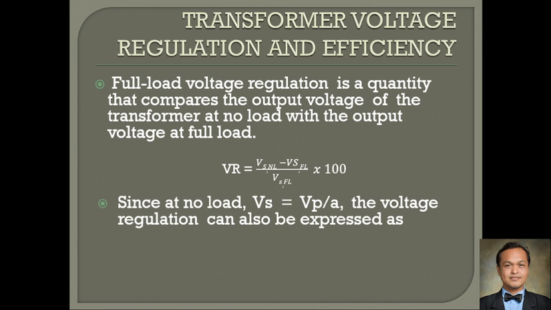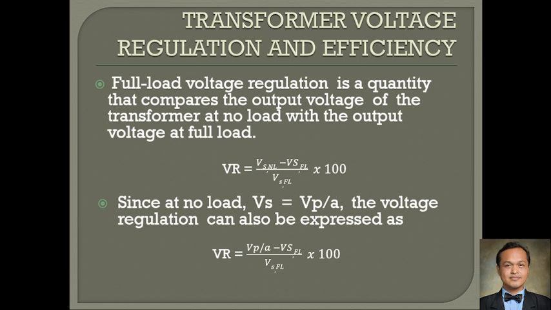Now, since at no load there is no load, it's just like an open circuit, the secondary voltage is just equal to the primary voltage divided by the turns ratio, which is a. So the voltage regulation can be expressed as Vp over a, minus the secondary voltage at full load, over the secondary voltage at full load, times 100, in order for us to get the percentage value of the voltage regulation.